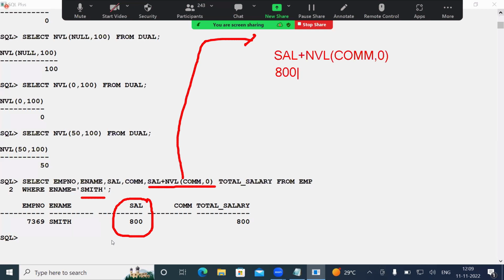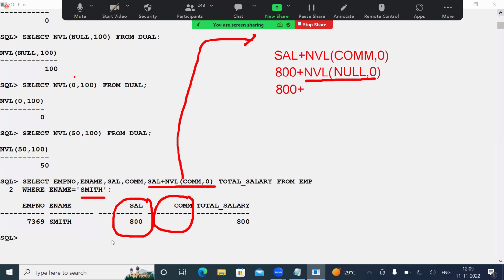Substitute 800 plus NVL function of the Smith employee as per your table, commission how much here? Null. Null, comma 0. In the next line, you can see what happened. 800, 800 as usual. Okay, plus, now tell me. Now, NVL function null, comma 0, this function returns how much? It returns 0.